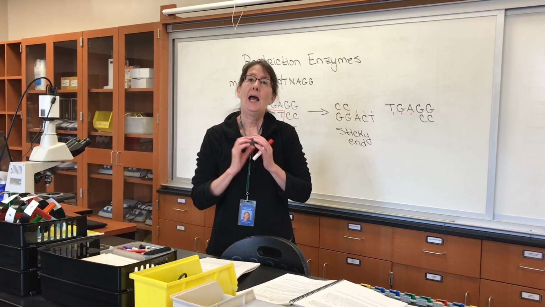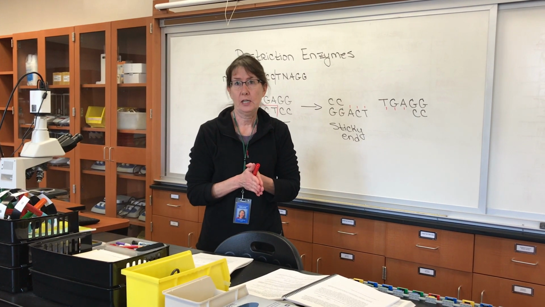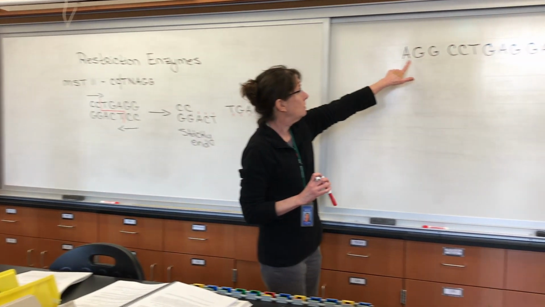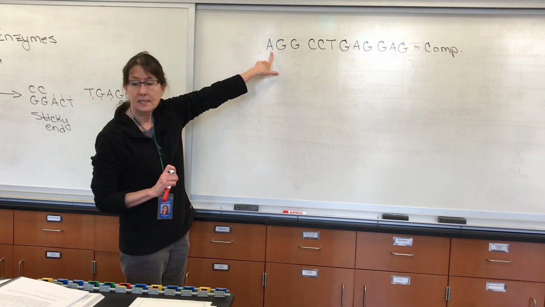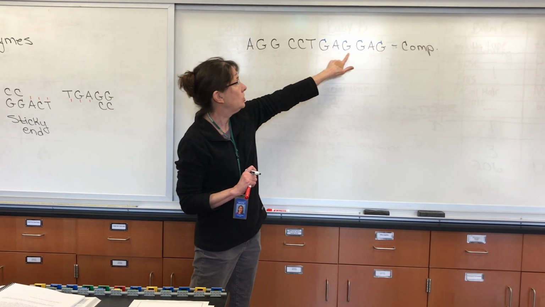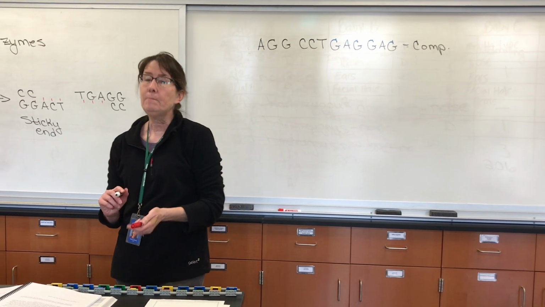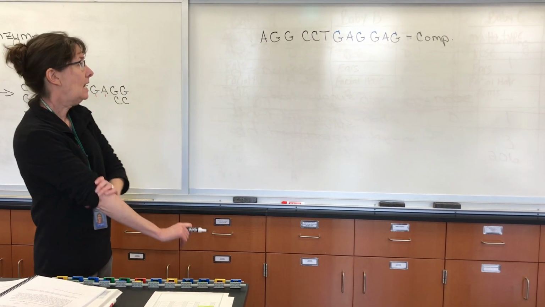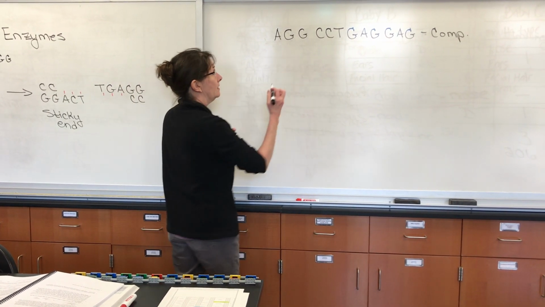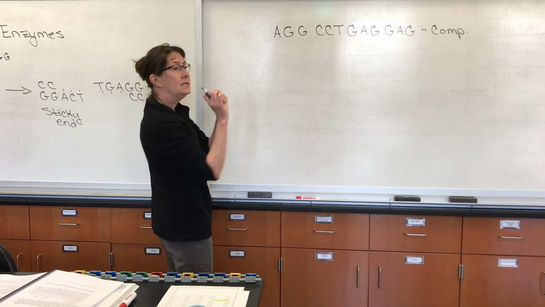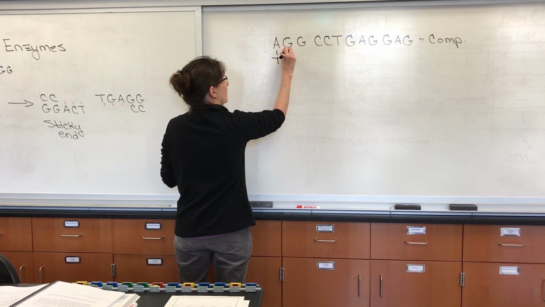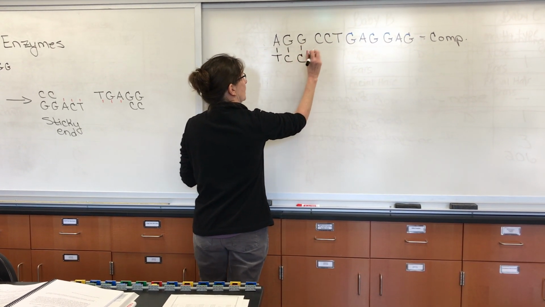Now we're going to look at how that affects the hemoglobin gene, which is in your red blood cells. Here in your lab manual is the sequence that we're going to start with. AGG, CCT, GAG, GAG. That's our complementary strand of DNA. From there, we're going to make our template strand. Remember, DNA to DNA is A to T and C to G. So A bonds to T, G bonds to C.